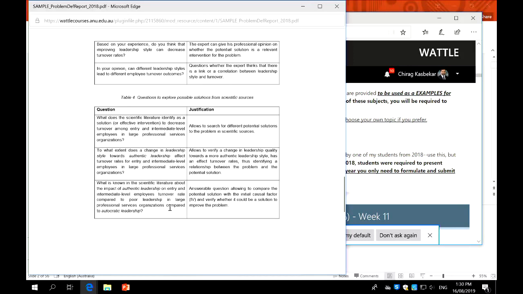So your solutions could be related to your assumptions about the causes of the problem. Does that kind of make sense?